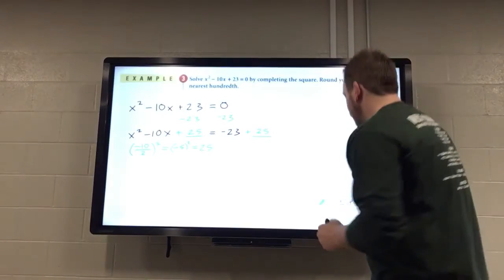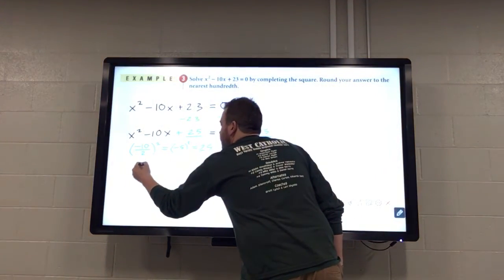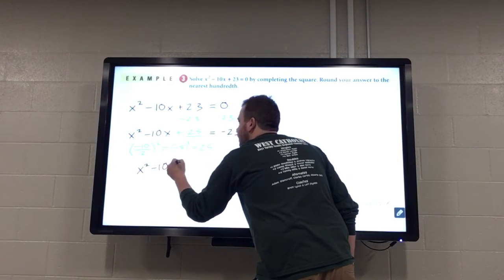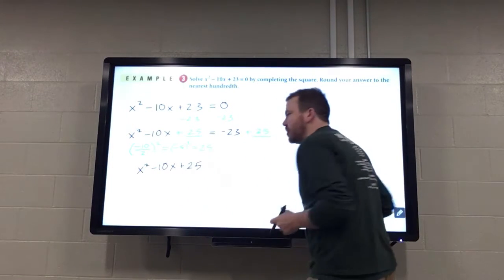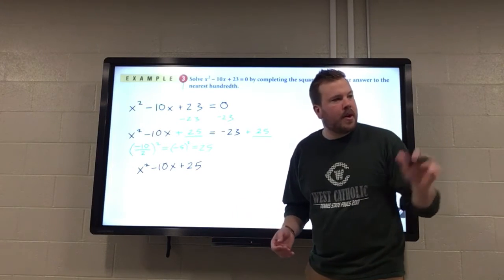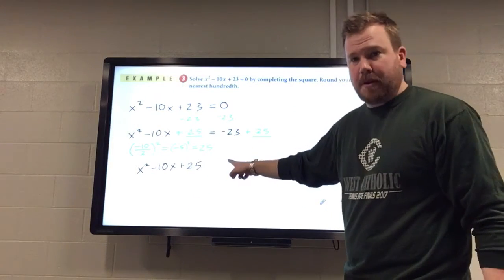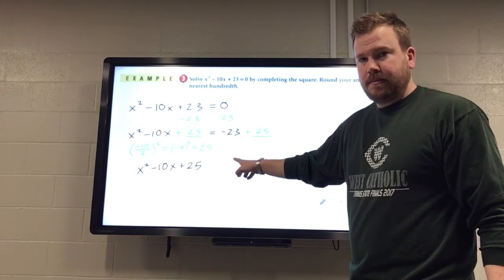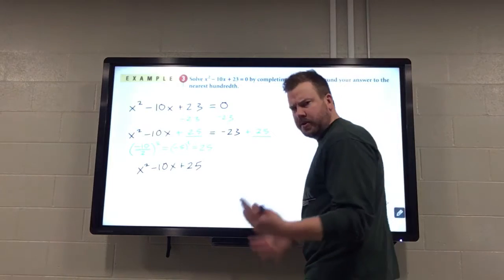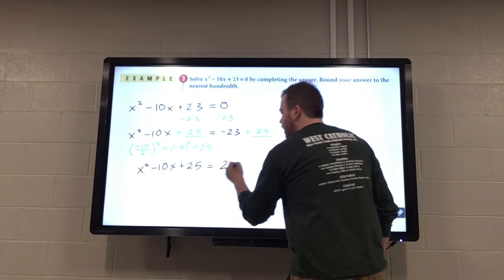Great. Let's go ahead and rewrite this. So now we have x squared minus 10x plus 25, which is a perfect square trinomial. Mr. Lynch, how do you know it's a perfect square trinomial? Well, you could test it or you could trust yourself because we just created it to be a perfect square trinomial. So we already know it's one. Assuming you did it right, of course. And that's equal to negative 23 plus 25, which is just 2.